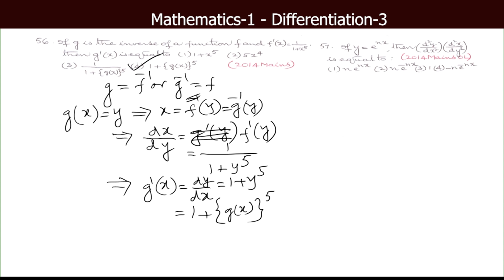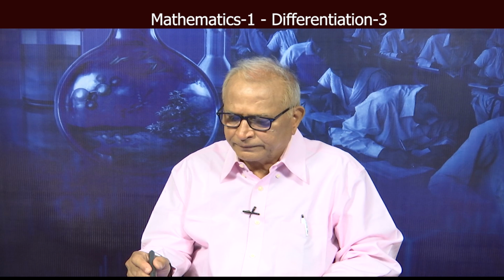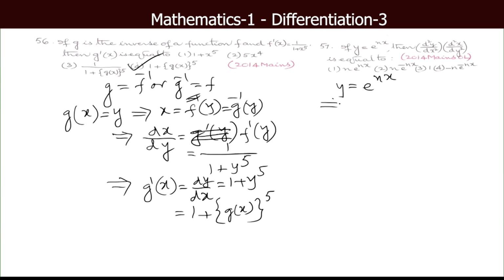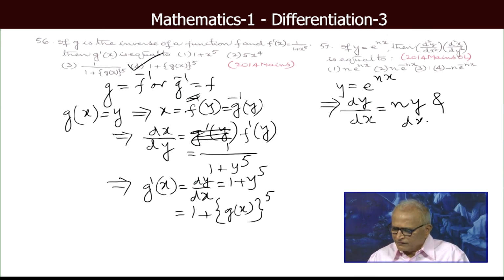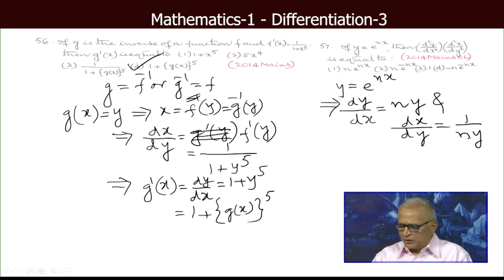2014 mains online paper. y equal to e power n x is asking the value of the product of the second derivative of y with respect to x into the second derivative of x with respect to y. d2y dx2 into d2x dy2. So, let us write dy dx first. n e power n x, n y, and dx dy is 1 by n y, because there is a reciprocal of this.